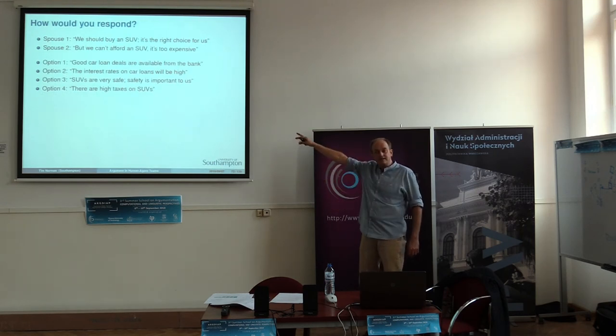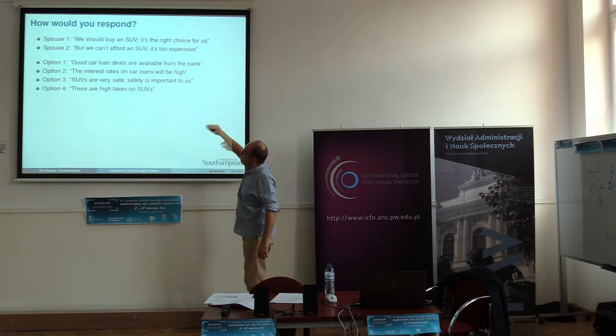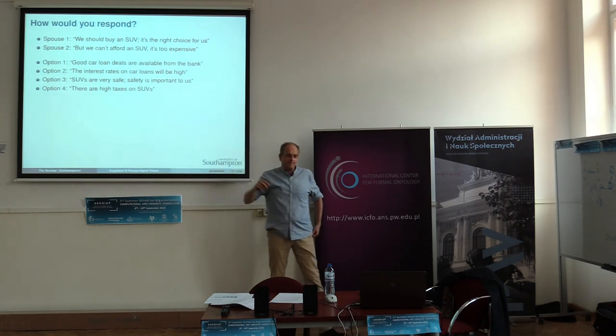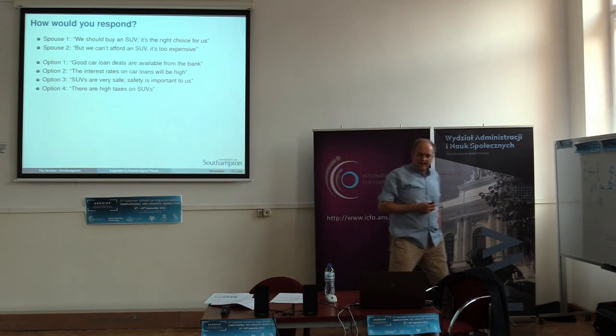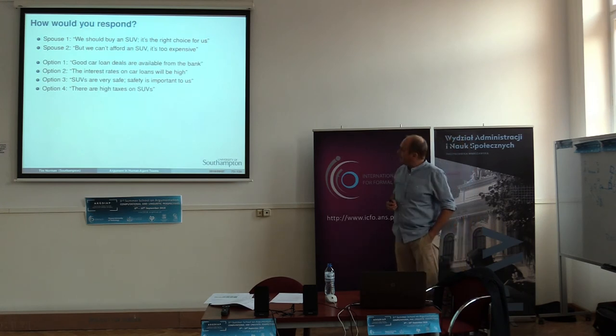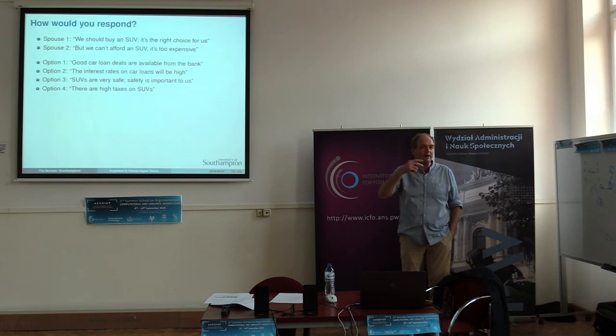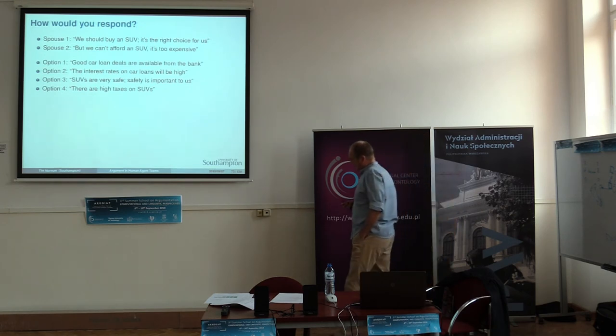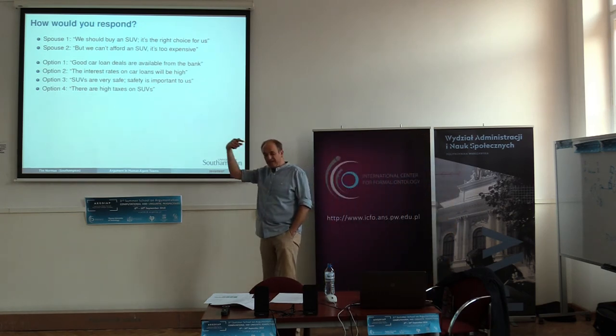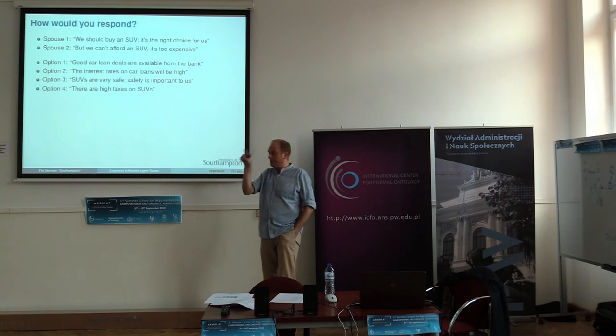This is an example from one of Walton's papers. Should we buy an SUV? You've got two spouses talking to each other about buying a car. And they used six examples taken from different papers by different authors looking at argumentation.